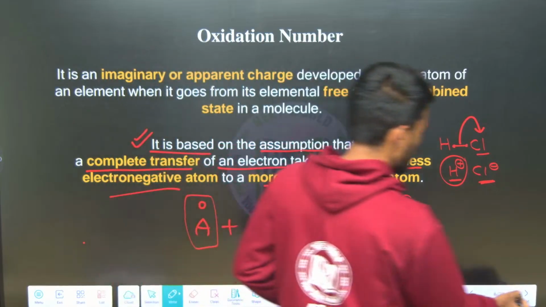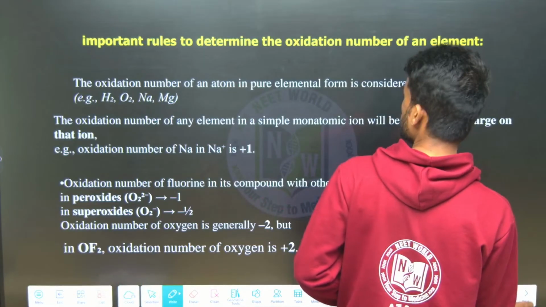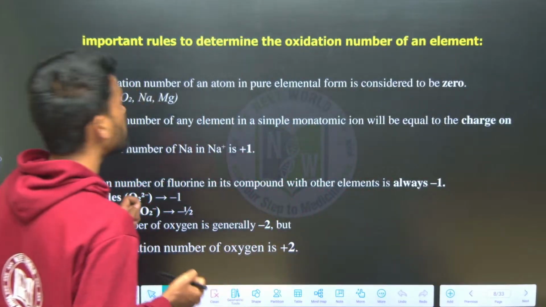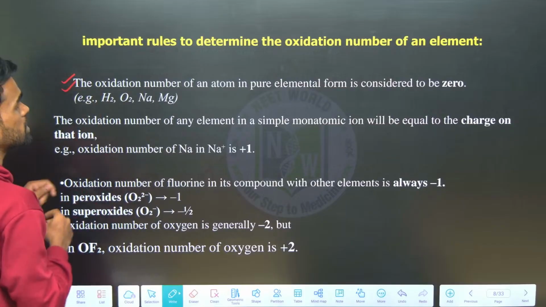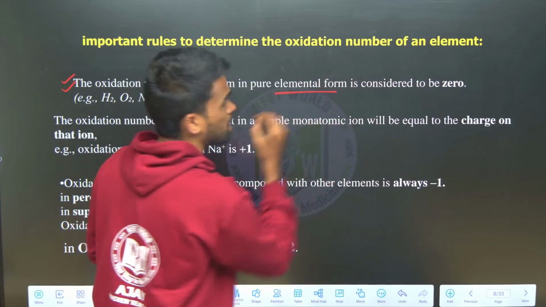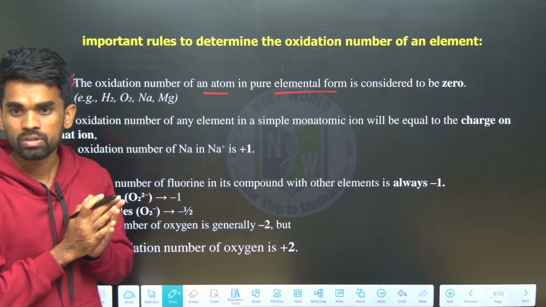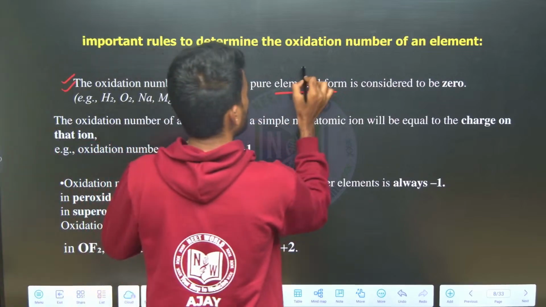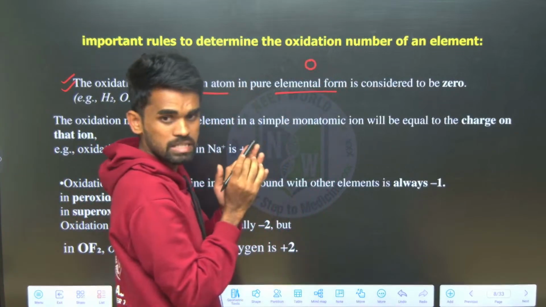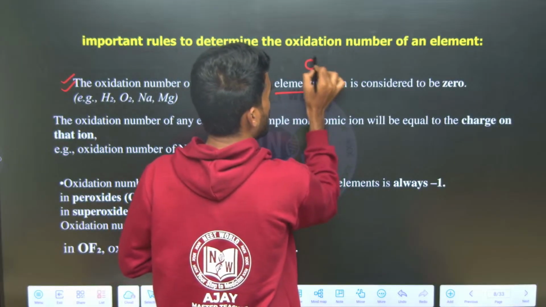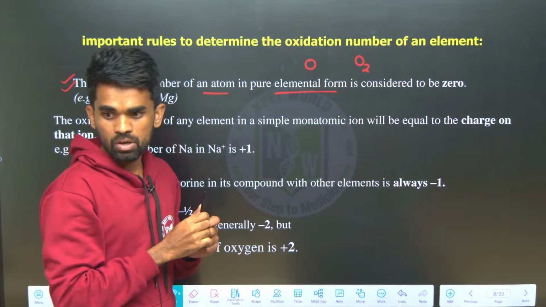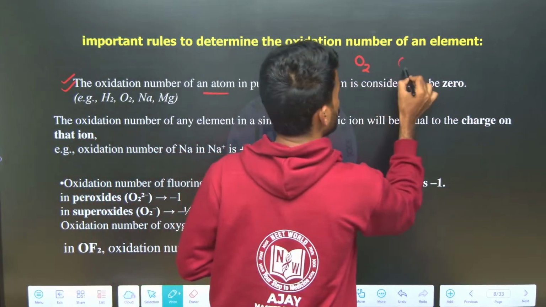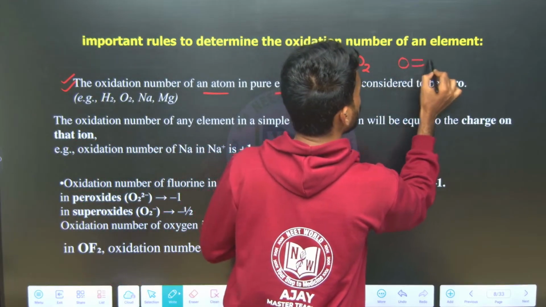So now we have a few more things here. Look at this, the important rules to determine the oxidation state of an element. The first rule is the oxidation number of an element in its elemental form. For example, oxygen is not in atomic form, but in molecular form, O2. So the oxidation state of oxygen in O2 will be 0.